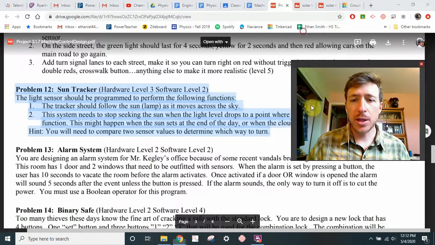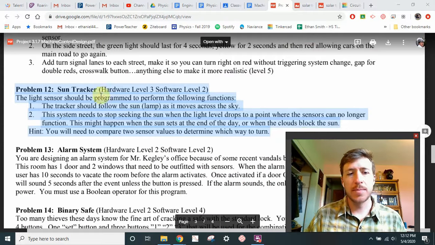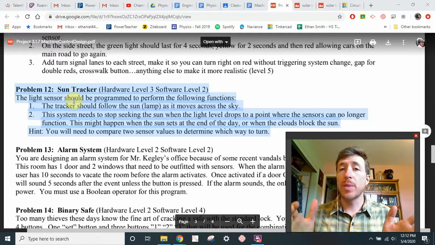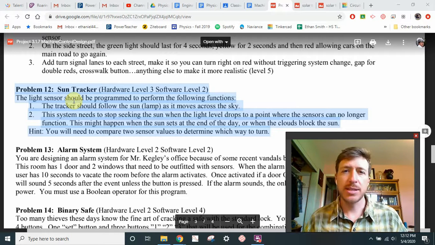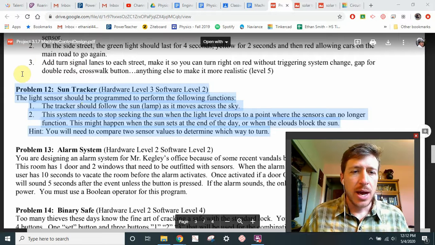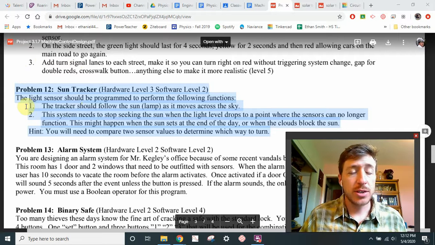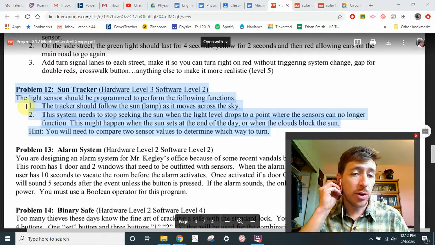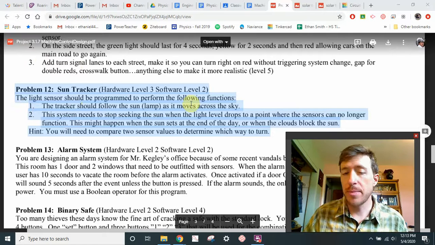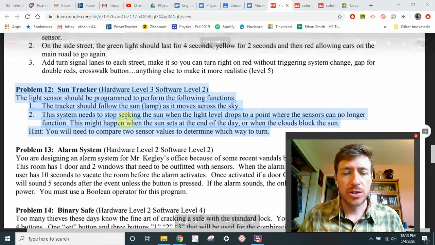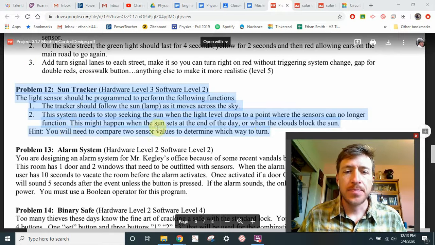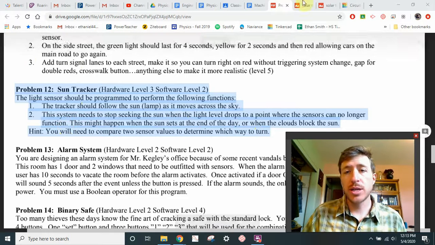So the project that I chose for this one was the sun tracker. I pictured it as something that you could put on a solar panel to move that solar panel to always be facing the sun squarely, so you're maximizing that solar energy capture. So you essentially need a light sensor that should be programmed to perform the following functions. It should follow the sun or lamp as it moves across the sky. It needs to stop seeking the sun when the light level drops to a point where the sensors can no longer function, and so on and so forth. So that's what I'm trying to do.